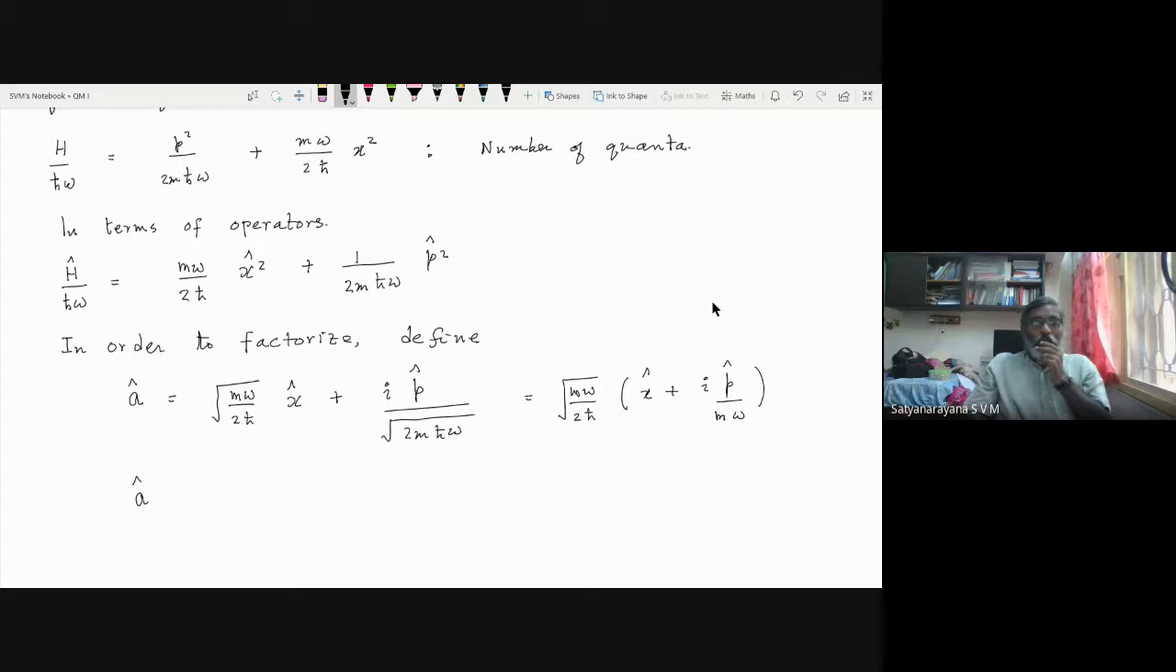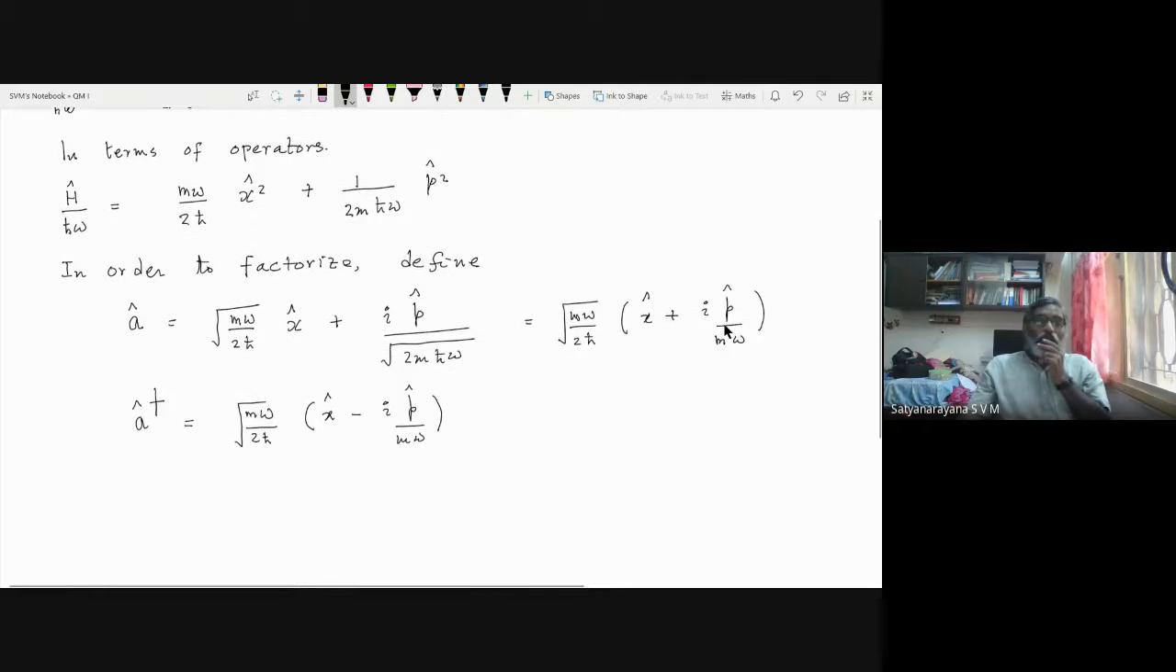find out what the adjoint of this one is, A dagger. X is a Hermitian operator, p is also a Hermitian operator. So x dagger is the same as x, p dagger is the same as p. Now this i is an imaginary number, it will become minus i. So the A dagger operator is simply square root of m omega by 2 h bar into x minus i p, where x is an operator and p is an operator, by m omega. Okay, so this is the definition of A and A dagger.